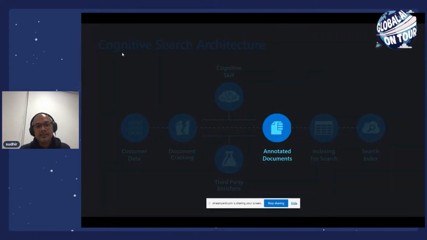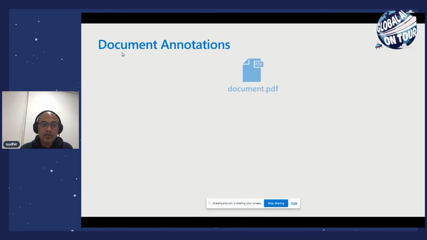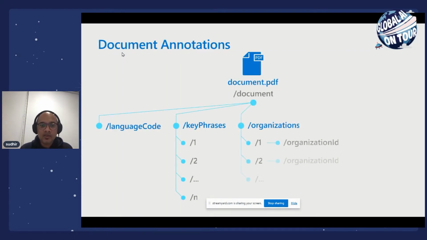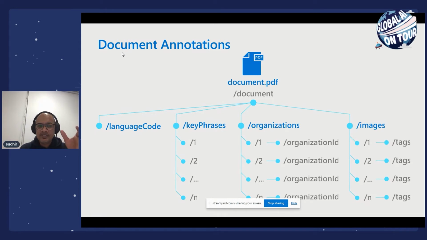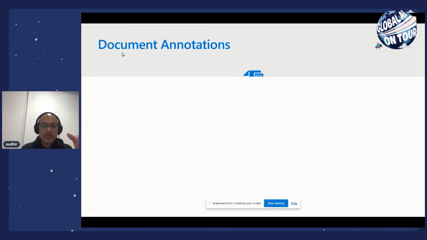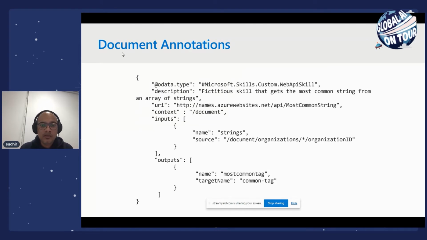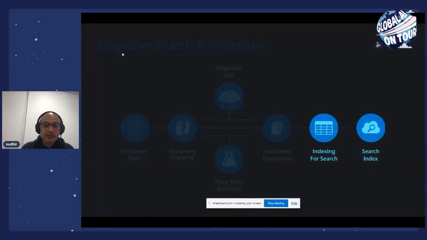Once we get this information, we're going to annotate all the documents. What we mean by that is, for example, on a document we're going to extract all the organizations that are mentioned, all the images and what the tags are over there, and how many key phrases there are. And if at any point of time you want to group it, we can group that as well to figure out what are the most common tags or key phrases that have been used.